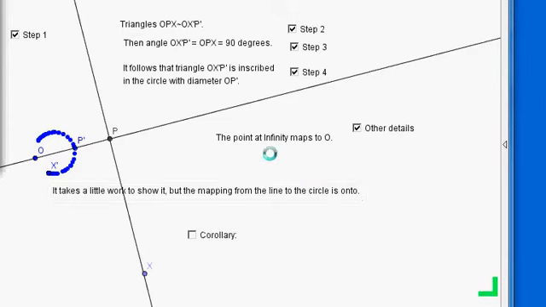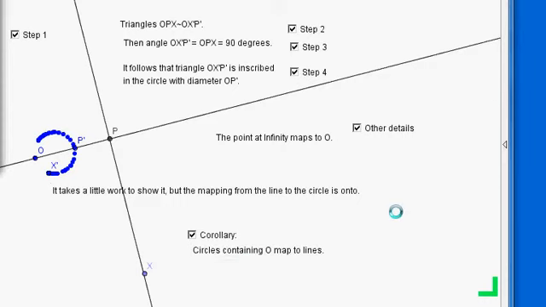A couple of other details. The point at infinity would get mapped to O, and O would get mapped to the point at infinity. But we're talking about the line, where the points on the line go. So every point on the line goes to one of these, and the point at infinity goes to O. And it takes a little bit of work to show it, but this mapping is one-to-one and onto. Okay, it is onto, and we'll give you the complete circle.